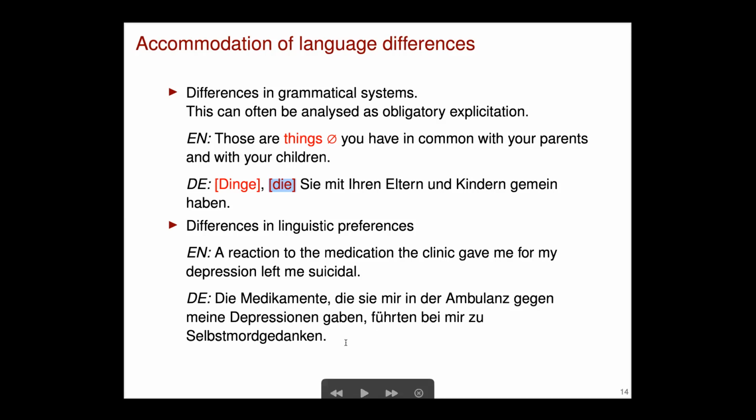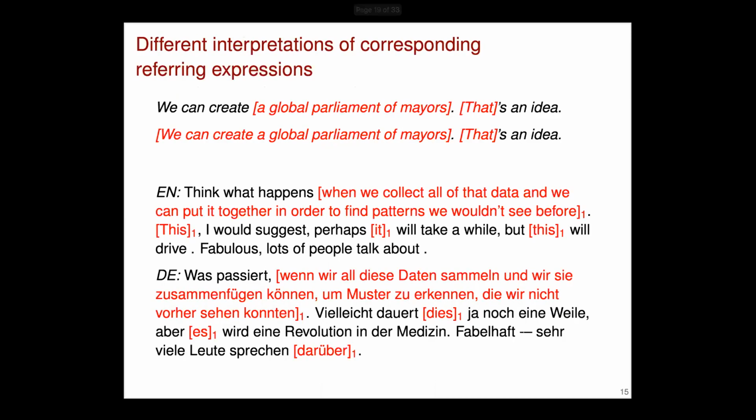Führten bei mir zu Selbstmordgedanken. So "created suicidal thoughts in me" is much more natural in German. So these are just preferences that the two languages have. And in order to get this right and naturally sounding, you need to rephrase the sentence a little bit. And that can lead to differences in the coreference chains.